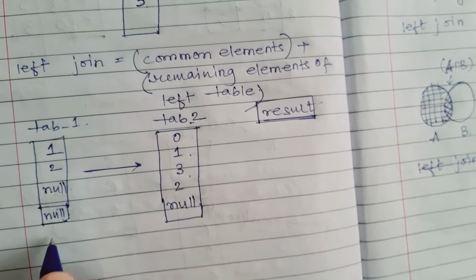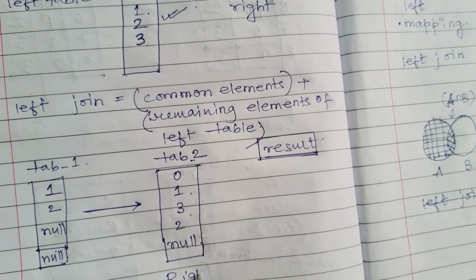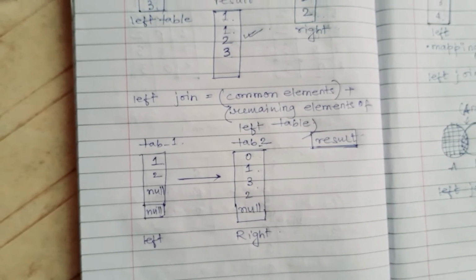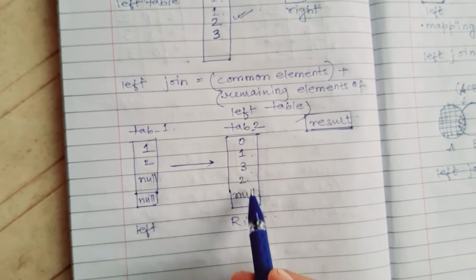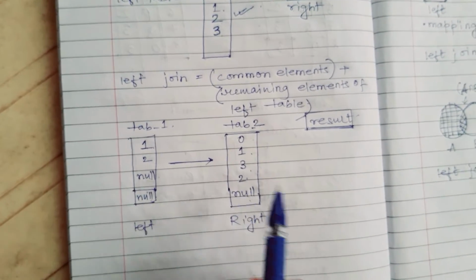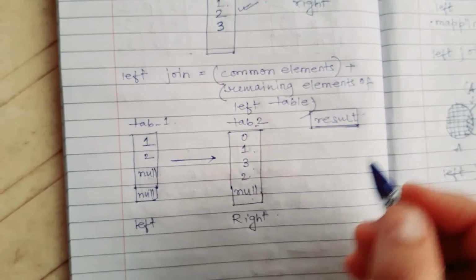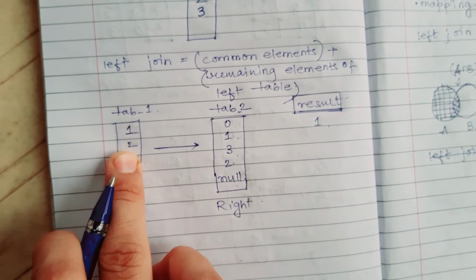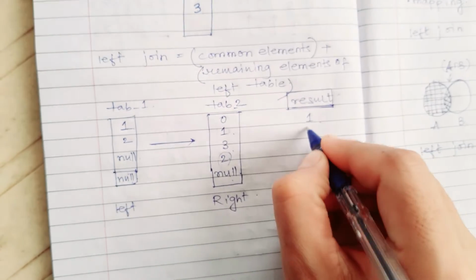Okay, so suppose I have started mapping from this to this. That means this is the left table and this is the right table. This you will have to keep in mind. So I am taking one element from table 1 and mapping with all the elements of table 2, one by one. I am getting only one element equal to this, so it will be 1. Next I'll take an element from table 1 and keep mapping with every element of table 2. Only one element is equal, so that will come.